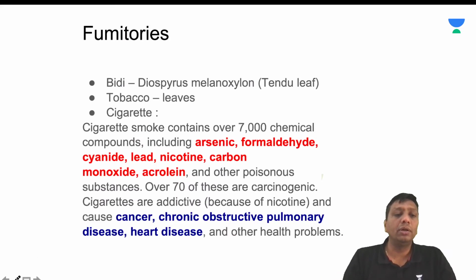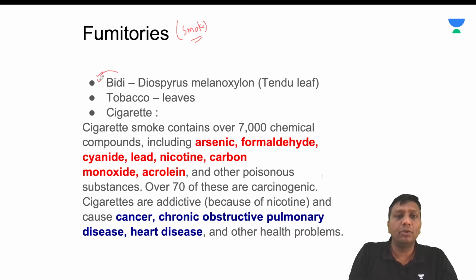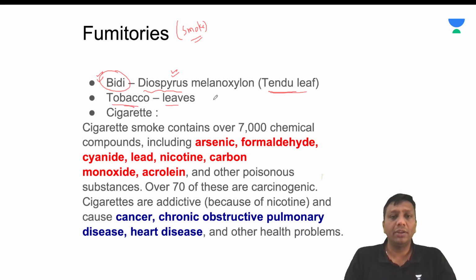Now you come to the Fumitories material. Fumitories means smoke products. And here the best example, a very common example in rural areas, you people have seen is the bidi. The plant that is used is called Diospyros, and locally it is called tendu leaf. Tobacco is a leaf, and nicotine is what we are using.